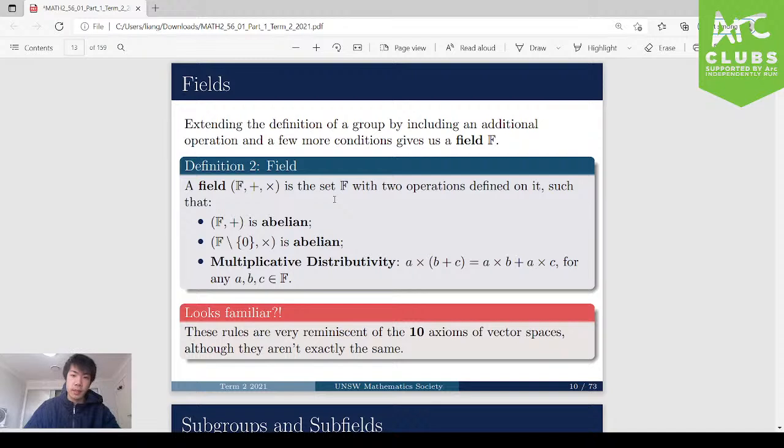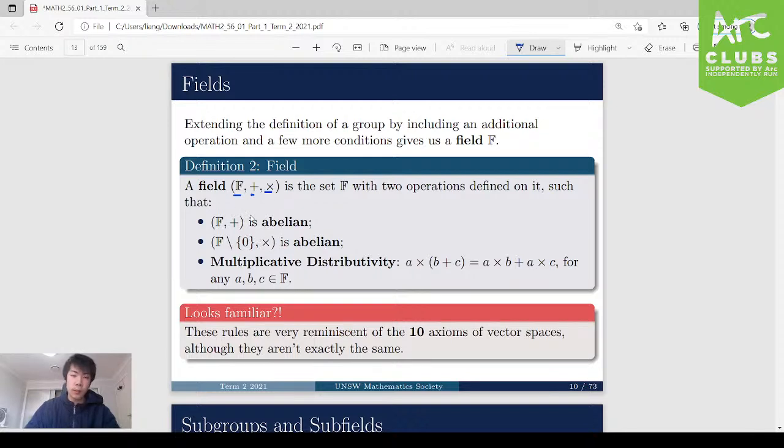So you still have some set, in this case F. But then rather than just having the operation star, you have two operations defined on it, right? In this case, they notated it as plus and times. That's what it usually is, but just be aware that it doesn't always necessarily have to be the normal addition and normal multiplication. Okay.